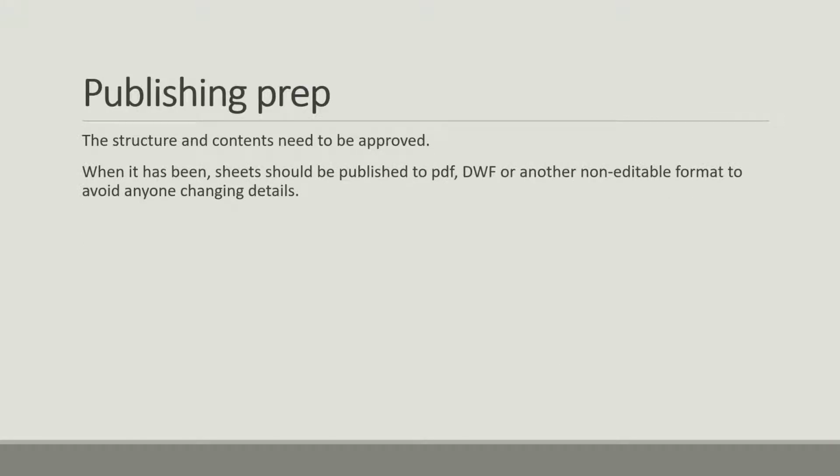Preparation for publishing: basically the structure and context need to be approved by multiple members, just to make sure it's up to date and it's valid. And when it has been approved, then the sheets need to be published as a PDF, DWF, or another non-editable format so that no one could change any details.